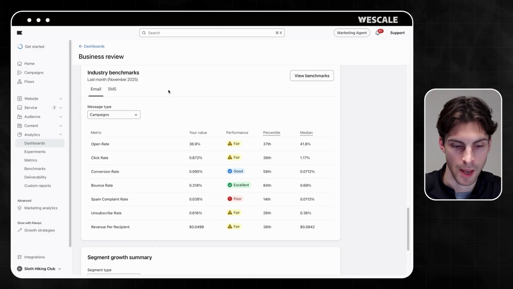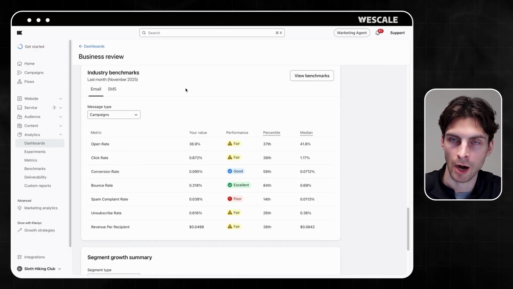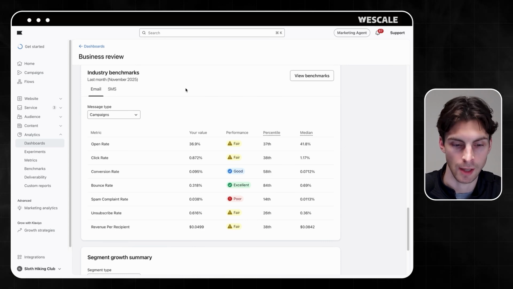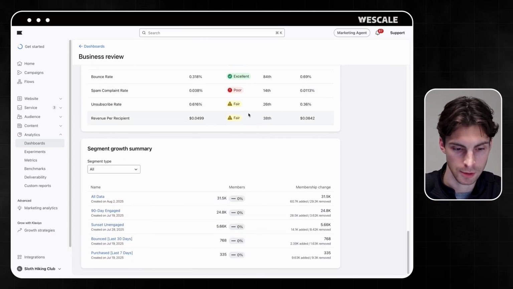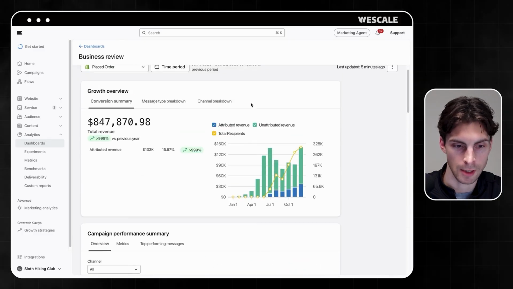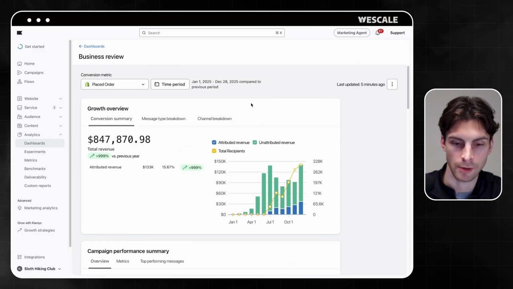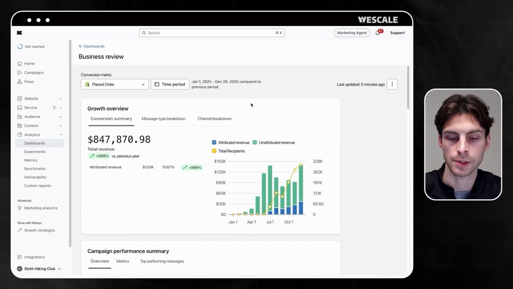Obviously, I need to work on the spam complaint rate a little bit, but that's primarily down to Black Friday and Cyber Monday, where I was sending my customers a lot of emails. So this is just a quick breakdown of the metrics inside of Klaviyo for Sloth Hiking Club, so you have a better understanding of what it looks like.